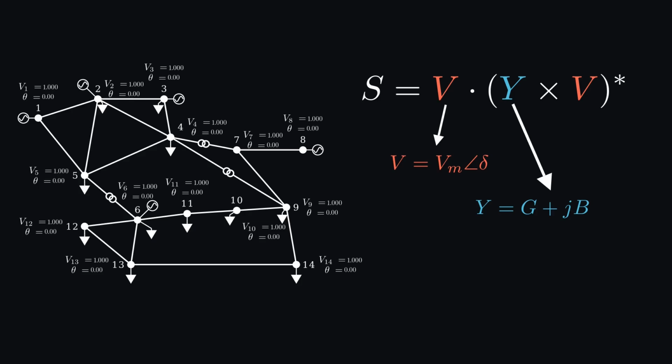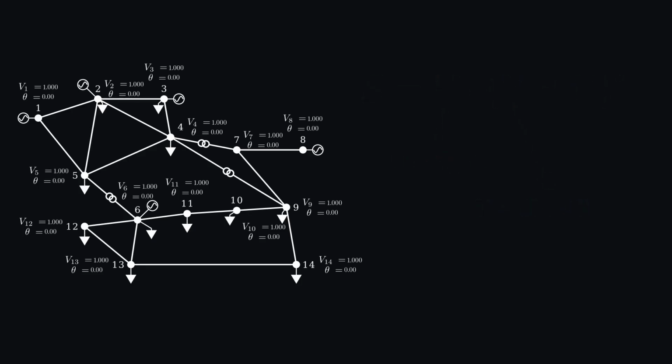Both V and Y are complex quantities, with V commonly expressed with magnitude and angle, and Y expressed using its real and imaginary components. This nonlinear system captures how power is transferred through the grid and how voltages are established at each node based on the network's physical configuration and loading conditions. Solving this equation is the core of steady-state power system analysis. Several methods have been developed to solve the power flow problem, each with its own balance between speed, complexity, and accuracy.